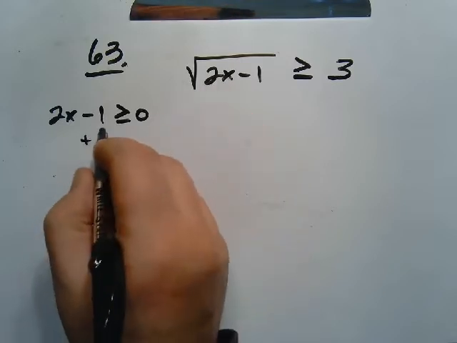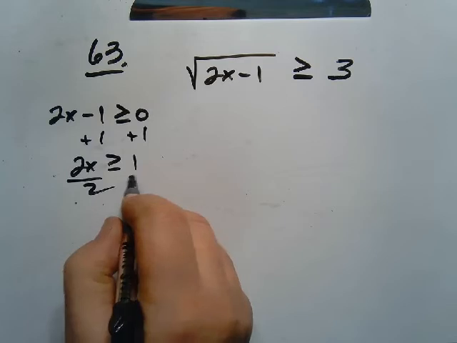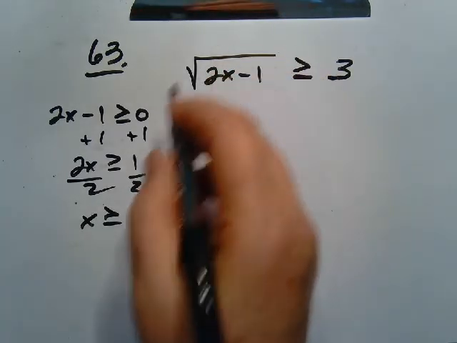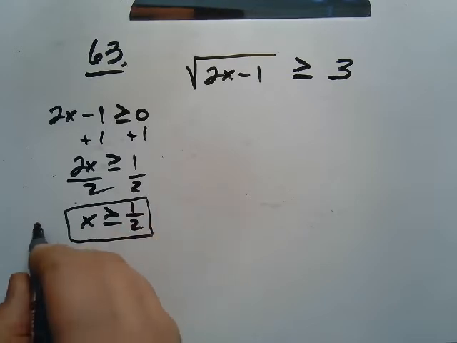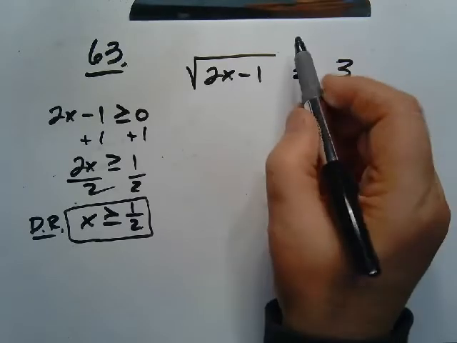Adding 1 to both sides, dividing by 2. We see that in order to make this inequality valid, x has got to be greater than or equal to 2. This is the domain restriction, if you recall. Now let's solve this just the way we normally would.